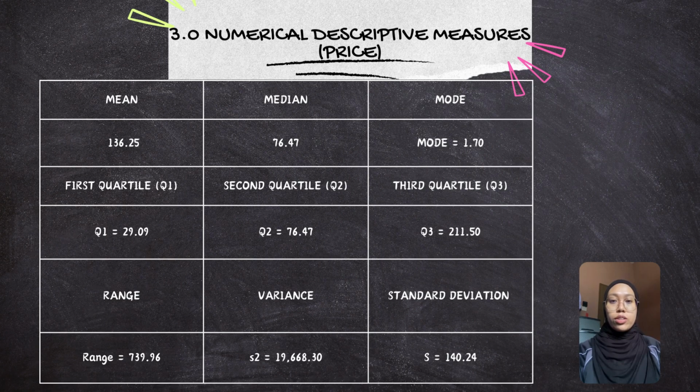Hi, my name is Nuruddina binti Saiful Nizam. I will continue with the numerical descriptive measures. Firstly, for price, the mean is 136.25, median is 76.47, mode is 1.70, first quartile is 29.09, second quartile is 76.47, third quartile is 211.50, range is 739.96, variance is 90,668.30, and lastly, standard deviation is 140.24.